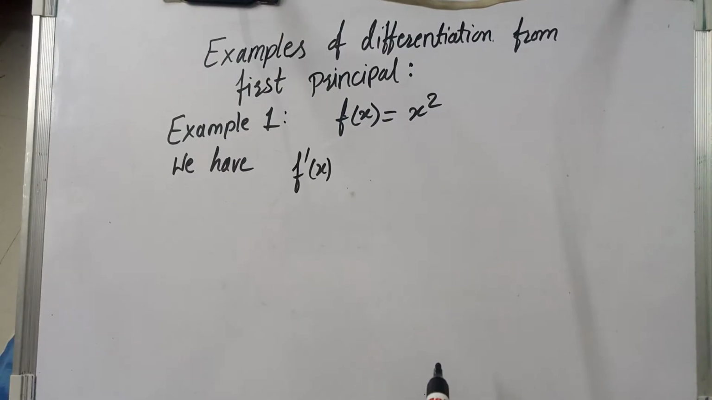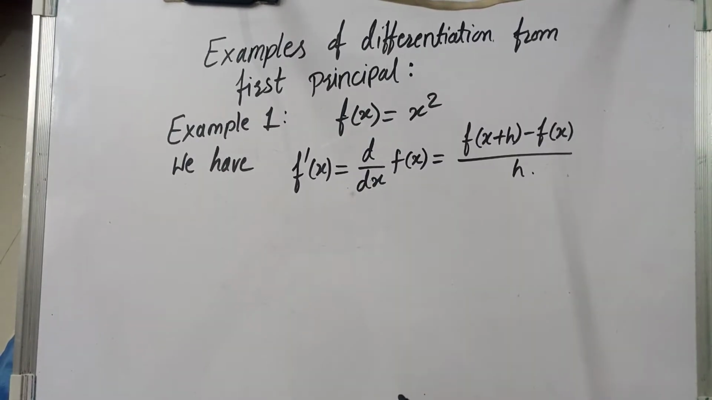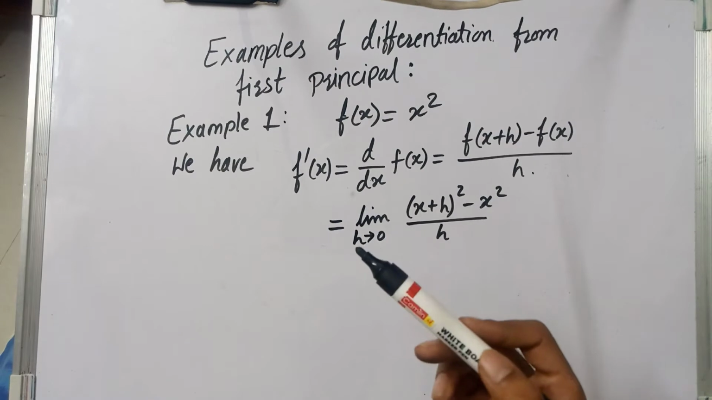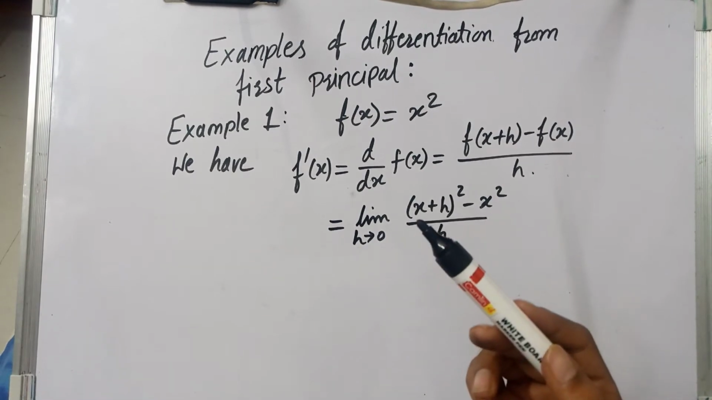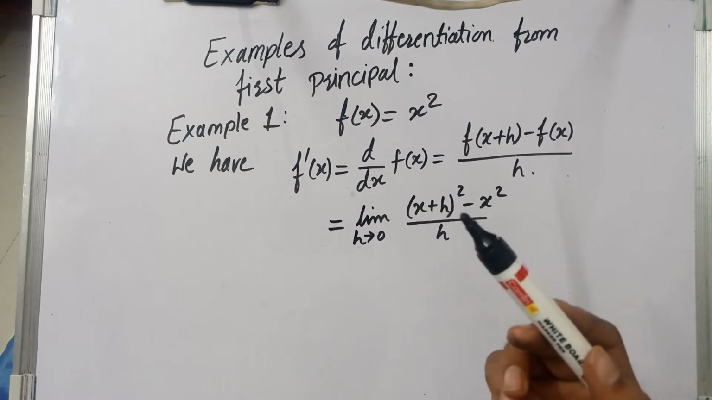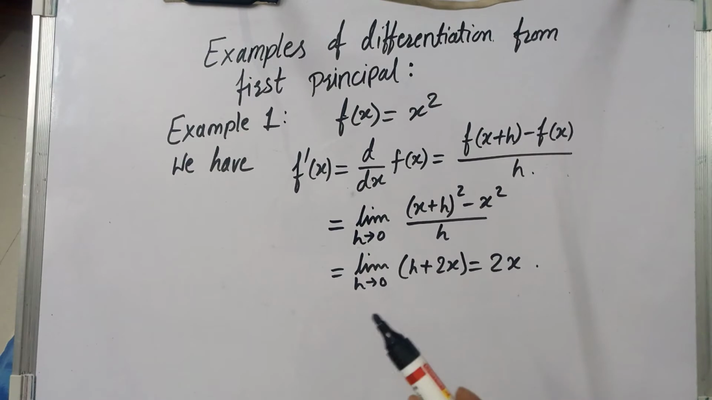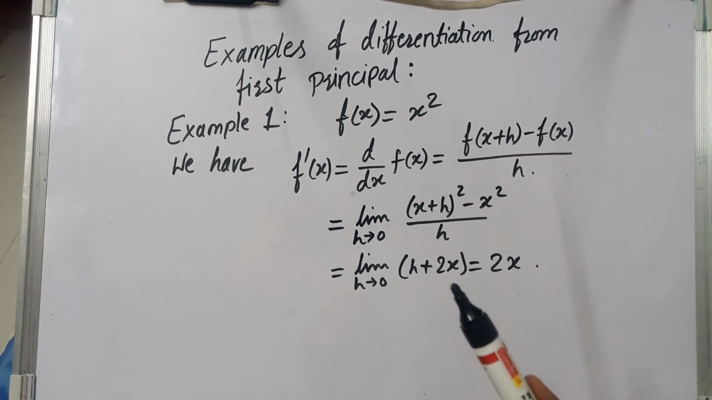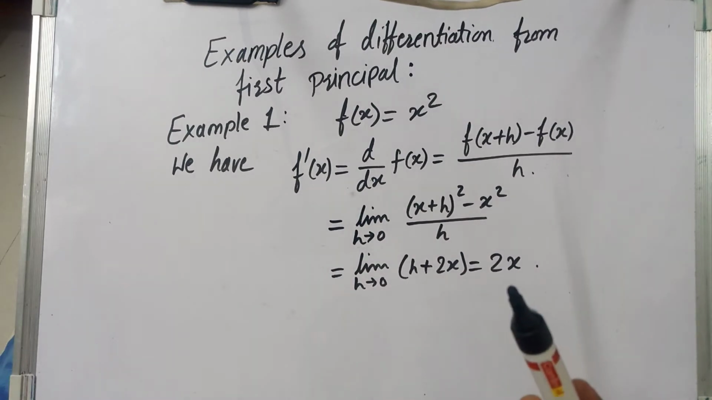We have limit h goes to 0, (x plus h) square minus x square upon h, which gives h plus 2x. If we put h is equal to 0, then we get 2x.